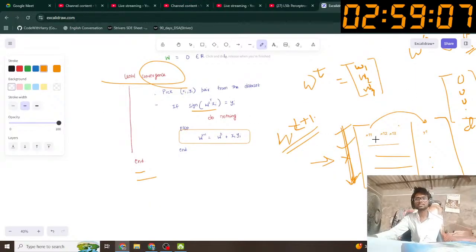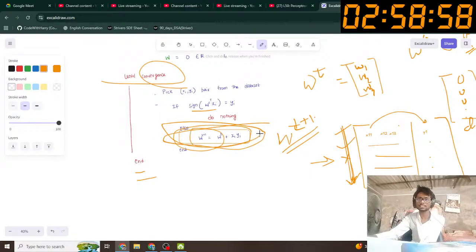Okay, so this is the overall algorithm. I think you got the point, and in the future, we will dissect this algorithm as well.